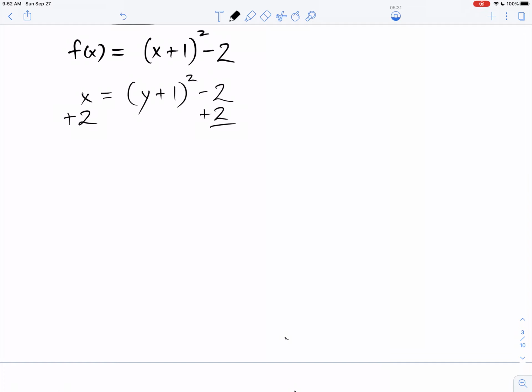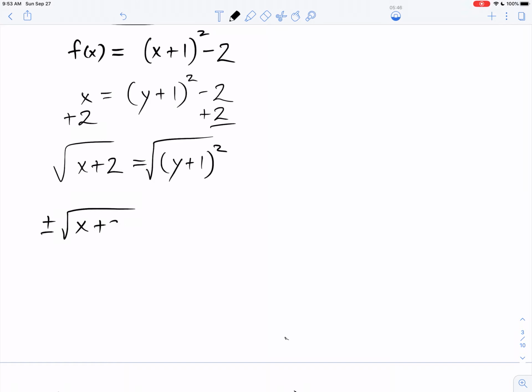You have seen this, but when I get to this point here, I have to take the square root of both sides. And when I do that, this becomes plus or minus radical, and then x plus 2 equals y plus 1.